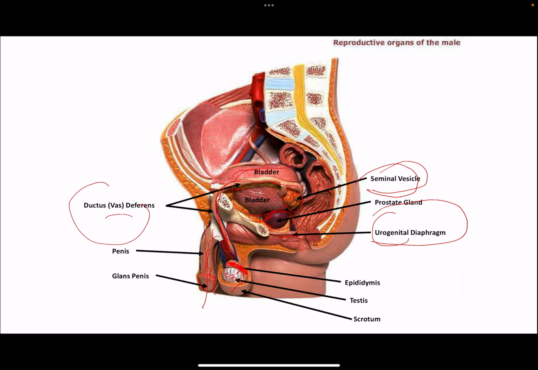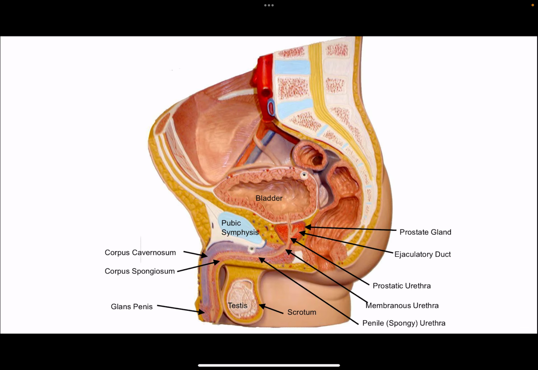So we finish with most of the male reproductive structures. So you can see pubic symphysis, it's a cartilage structure. So spongiosum we talk about, cavernosum, glans penis, testicles, scrotum, prostate gland, this structure, membranous urethra, this portion. It's only small.